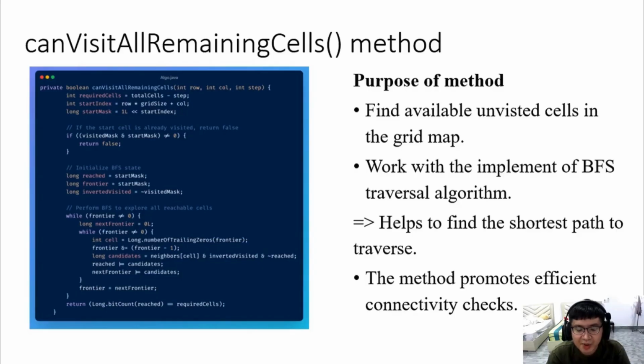In contrast with the previous pruning method, can visit all remaining cells is utilized to determine the reachability of the current cell position to all other unvisited cells within the grid through the implementation of a BFS traversal algorithm, which helps to find the shortest path to traverse. In our case, the method allows an efficient connectivity check by leveraging the bit mask for neighbor checking and cell tracking.